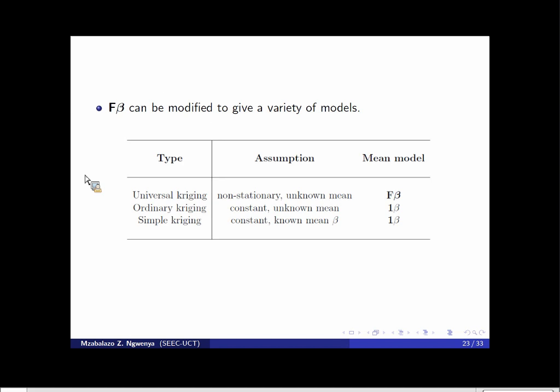So how would the mean of our process look? Remember, we have a mean for the process, which you said is deterministic. So how would this mean then look?